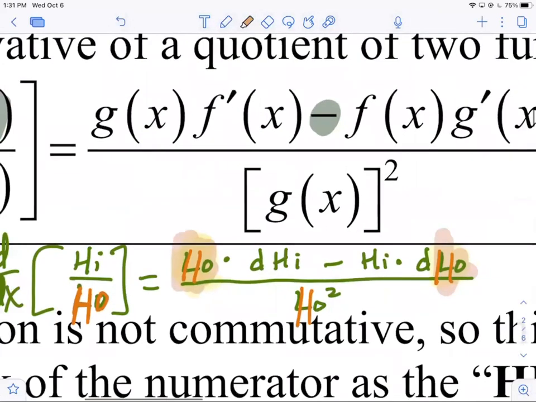Oh, and by the way, you also got two hoes in the bottom. Yeah, you got hoes everywhere, hoes all over the place. Look at that. Hoes on the outside. Start with a hoe, you end with the hoe, and you got two hoes in the bottom. Now you're not going to mess it up. Ho d high minus high d ho over ho ho.